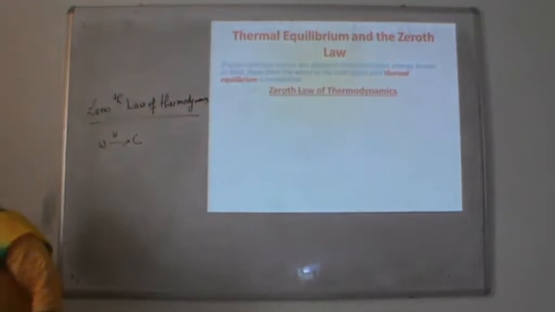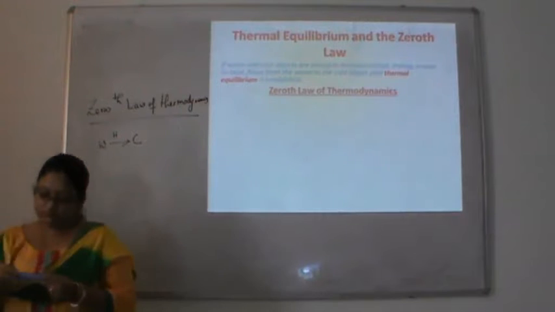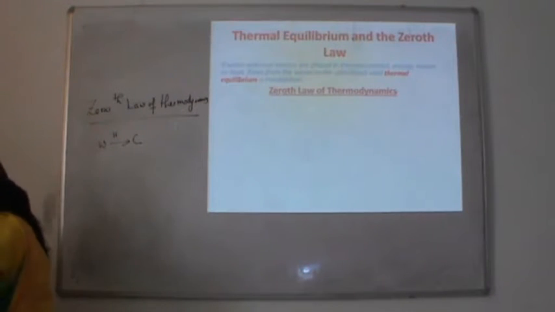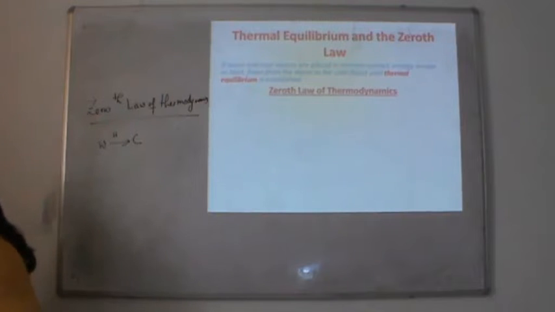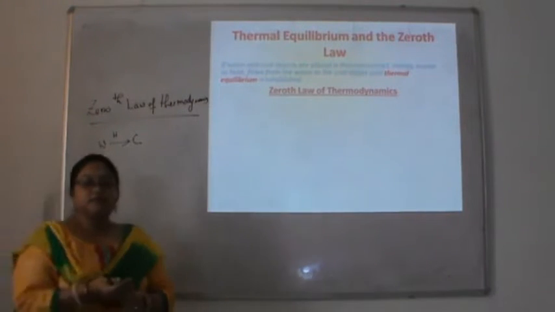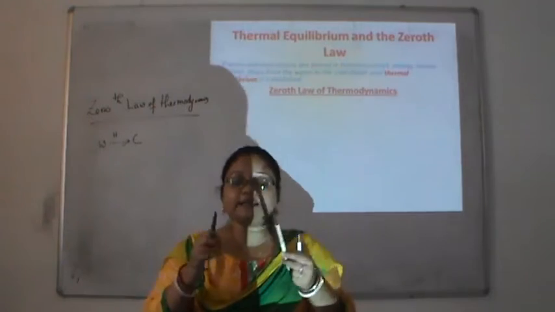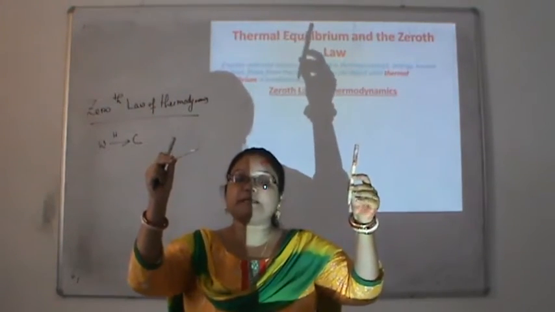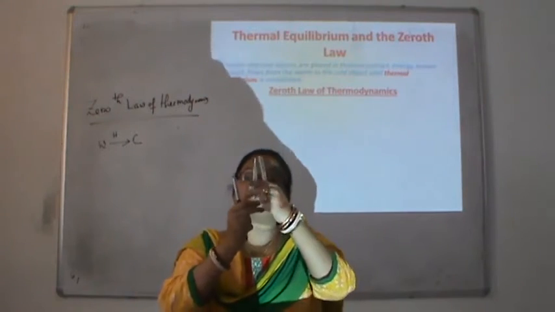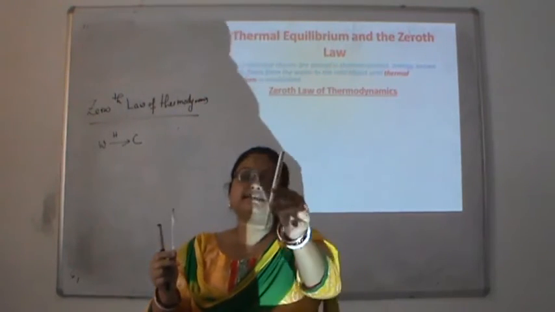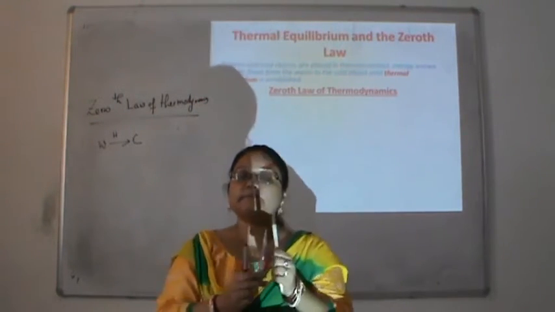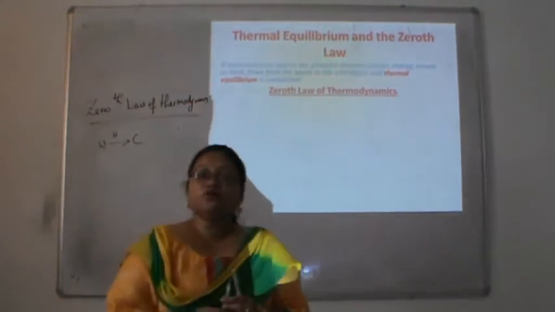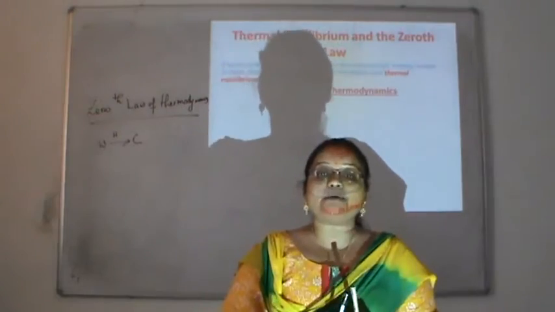If we are taking three objects, this is object number one, this is object number two, and this is object number three. This is a thermometer. You can see this is a thermometer, and this is object number one. This is one system. This is another system. Okay? So, what is the zeroth law of thermodynamics?